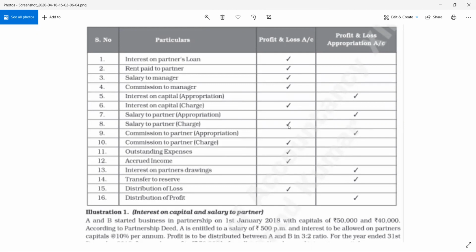All the items of charge against profit will be shown in the profit and loss account, whereas all items which are appropriation of profit will be shown in the profit and loss appropriation account. Commission to partner, if it is charge, again it will go in the profit and loss account. अगर appropriation होगा तो appropriation account में जाएगा, profit and loss appropriation में। Then commission to outstanding expenses, outstanding expenses is a charge against profit, it will go in the profit and loss account. Interest on partners drawing, profit and loss appropriation account.